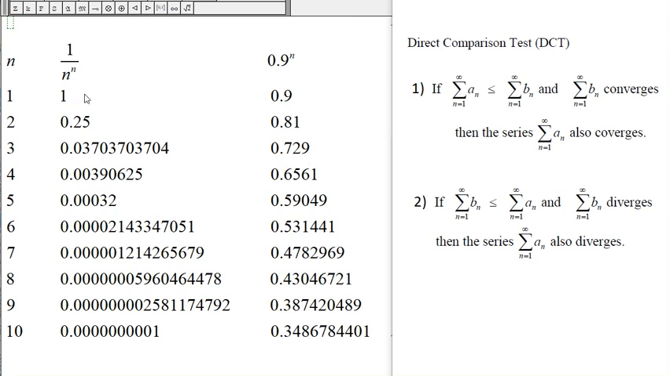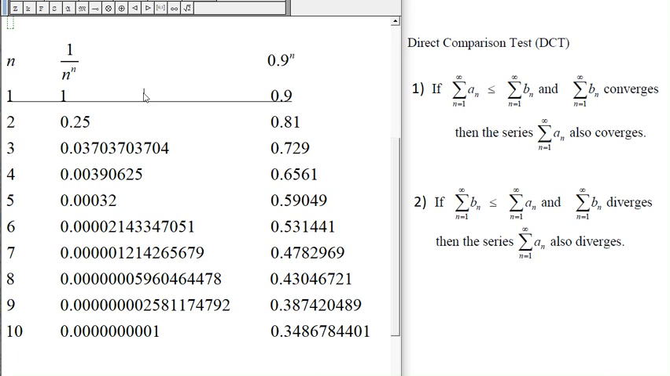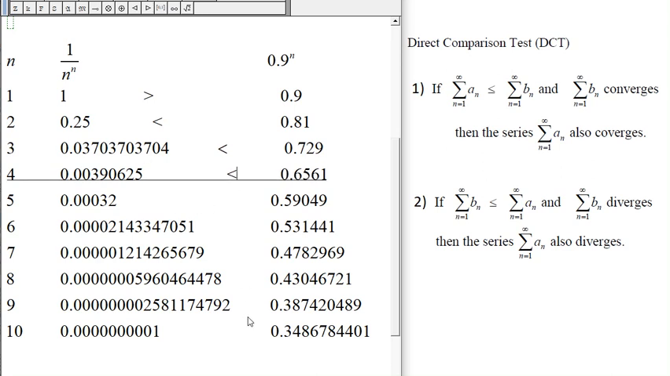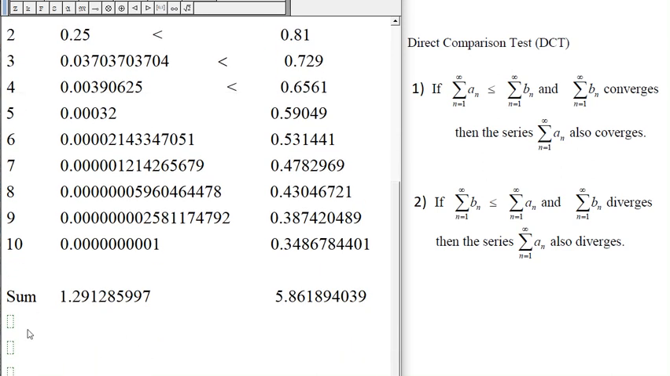So with the exception of when n is 1, where a sub n is greater than b sub n, for n equal to 2 or more, a sub n is less than b sub n. So for n greater than or equal to 2, a sub n is less than b sub n.